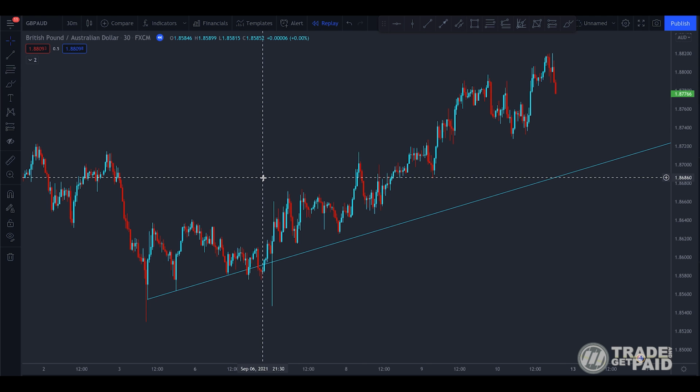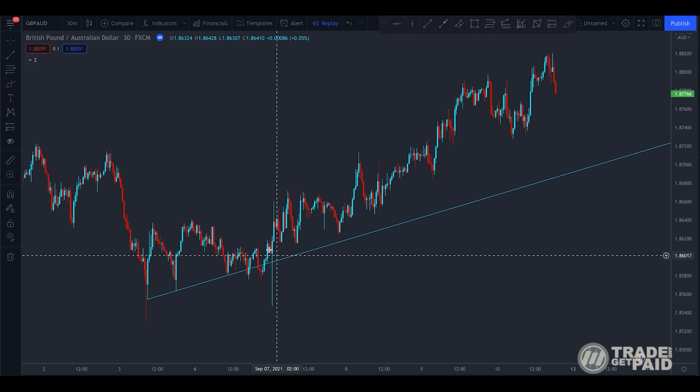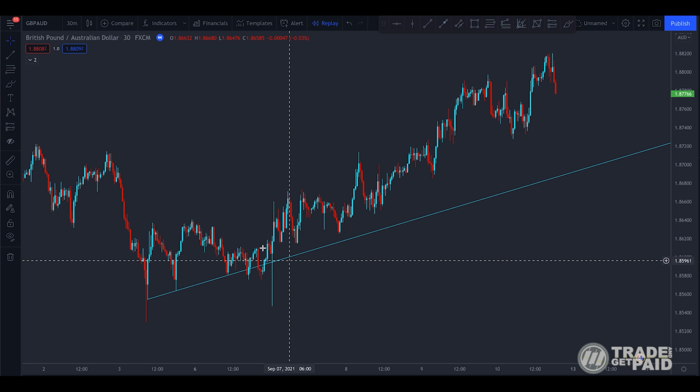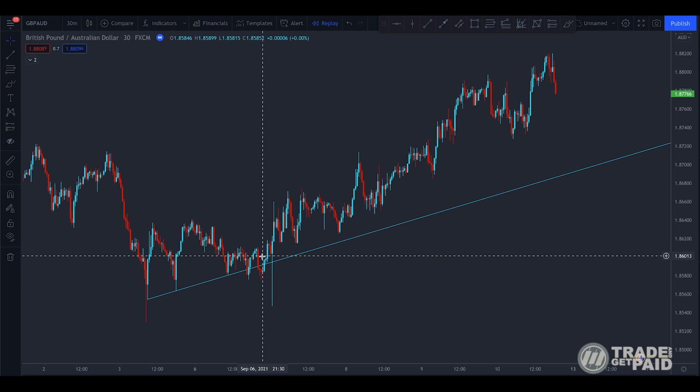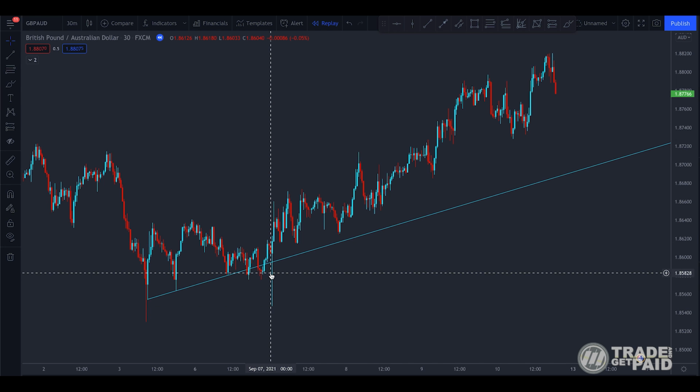So what we want to do is find that. First, we have the reversal. Then we have the gather. And then we have the breakout, or the directional push. And so here we have this directional push, usually signified by a fake out.